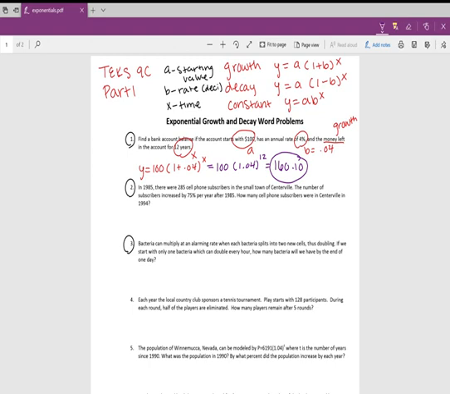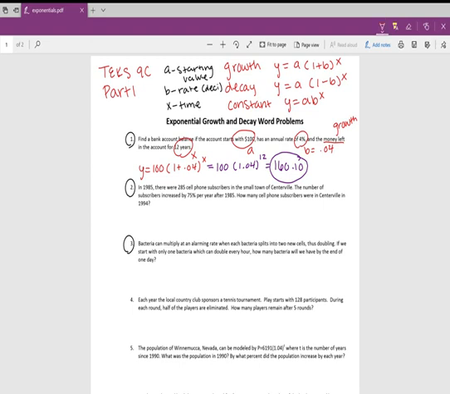So having an annual rate of 4%, meaning every year they're going to give you 4% of the money that's in your account, after 12 years you gained $60.10. So you started with 100 and now you ended with 160.10. So that's our answer. Okay, let's look at number 2.